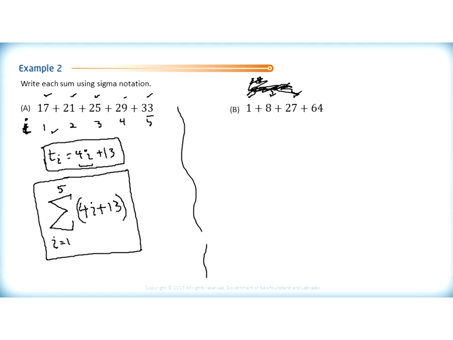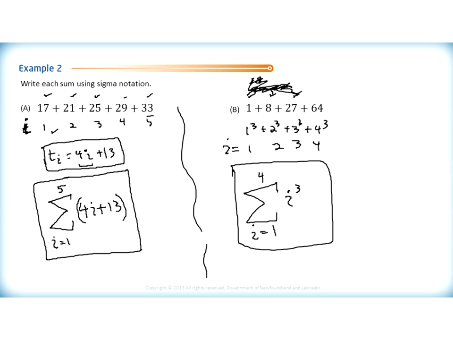Whoa, what's going on here? Let's see if we can see another pattern. 1, 8, 27, 64. Do you recognize them? That's 1 cubed, plus 2 cubed, plus 3 cubed, plus 4 cubed. It's just the first 4 perfect cubes. So if we think of our values of I as being 1, 2, 3, and 4, we can go ahead and write our sigma, because our notation here is just going to be I cubed. We want to add up from I equals 1 up to 4, the first 4 perfect cubes. And there's our sigma notation. All right, fun stuff.